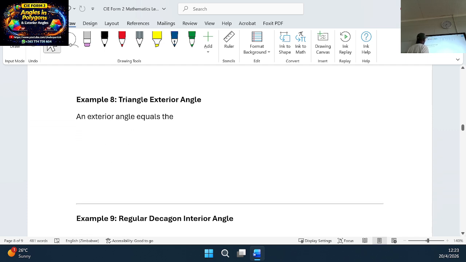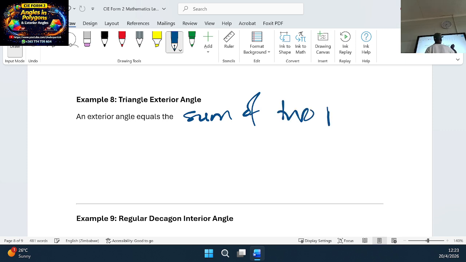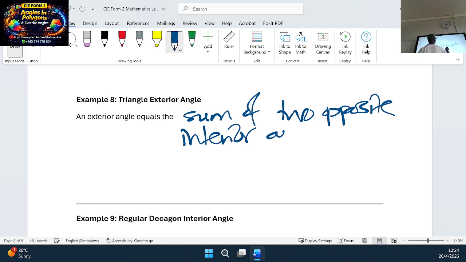Then for a triangle, exterior angle equal to, now if it's a triangle, because we're not sure whether it's regular, if it's regular, it's equilateral. So in an ordinary triangle, we are saying the exterior angle is equal to the sum of the two opposite interior angles.